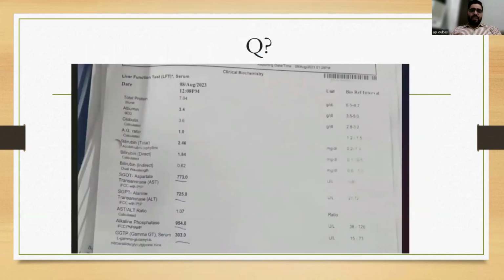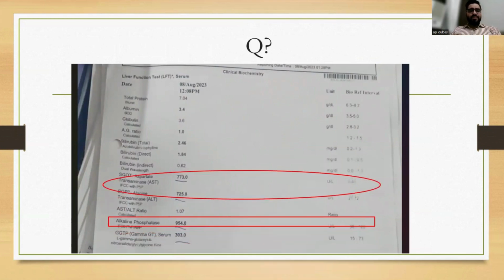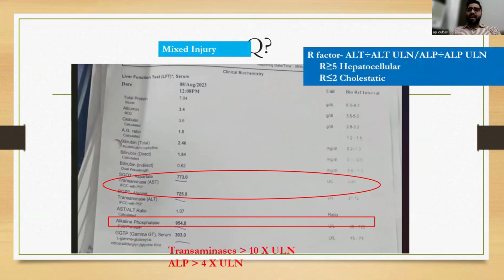This is a tricky interpretation because here you can see that hepatocellular markers, that is AST, ALT, are raised around 20 times the upper limit of normal, whereas alkaline phosphatase, that is the cholestatic marker, is also significantly raised, around 8 times the upper limit of normal. So both are actually significantly raised. So here what will help us is R factor. What is R factor? R factor is calculated by the formula: ALT divided by ALT upper limit of normal, divided by ALP upper limit of normal.